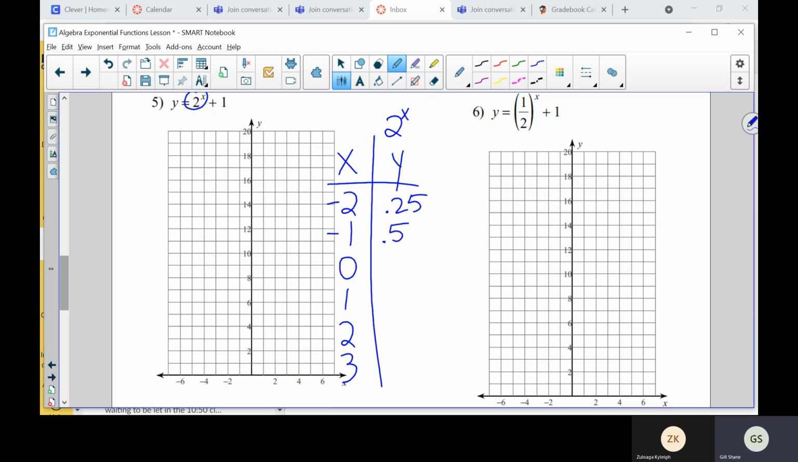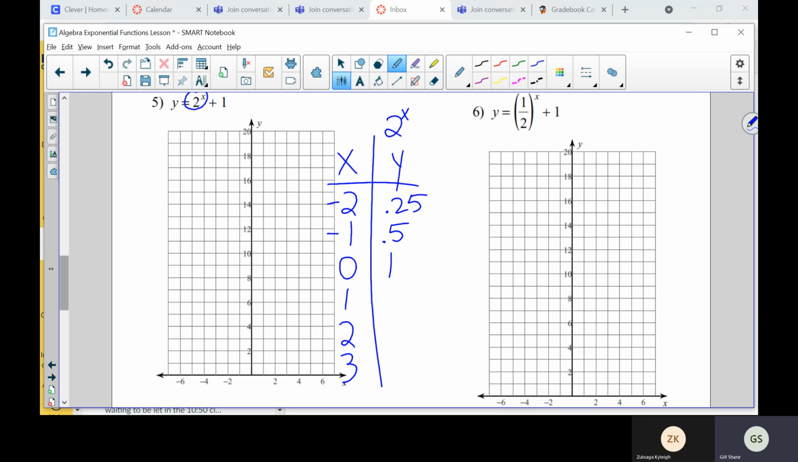What is 2 raised to the 0 power? 2 raised to the 0 power. 0? Oh, well, most people said 1. Anything raised to the 0 power is 1. Okay. Right? So now, what is 2 raised?